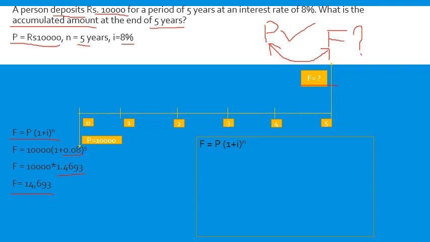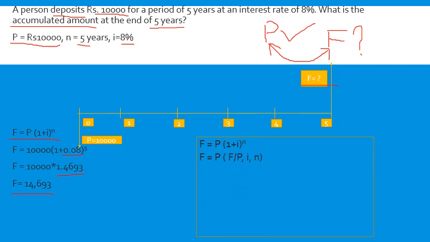The other method is using factor tables. This is one method. See, this is the method of solving the problem using the formula. The same problem can also be solved using factor tables. How? Let us see that. First step, same thing. The formula has to be the same because the formula cannot change. F is equal to P into (1 plus i) to the power of n.